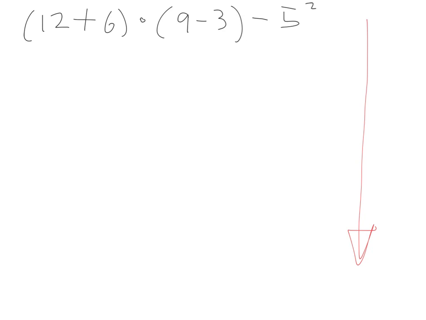So looking across here, we have the quantity of 12 and 6 multiplied by 9 minus 3 in parentheses minus 5 squared. Keeping in mind our order of operations, we have our grouping symbols, which we do have 2 sets of. So we're going to work left to right, and 12 plus 6 is 18.